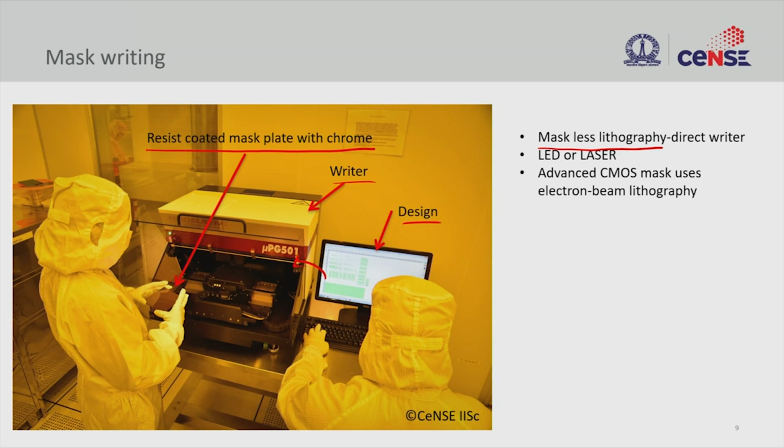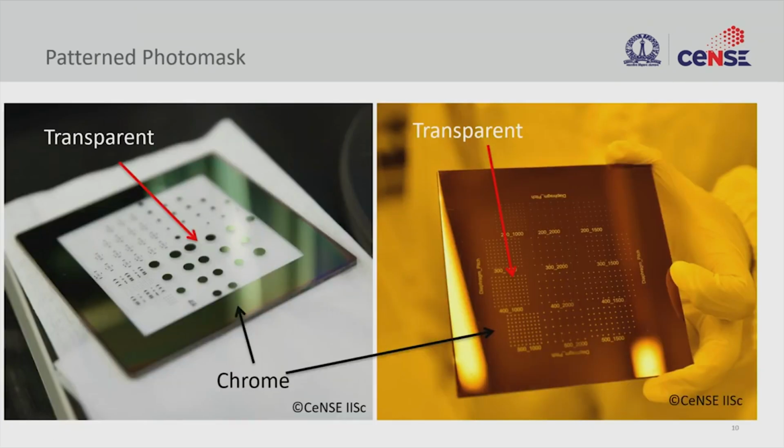In this particular litho, you can use LED or laser, or for advanced CMOS masks, we use electron beam lithography. The reason for that is LED and laser will not give you the required dimension. Here you can do close to 0.8 micrometer or so, let us say, but if you want to go to sub-micron or sub-nanometer scale, you need to use electron beam lithography. And this is the pattern on the mask.